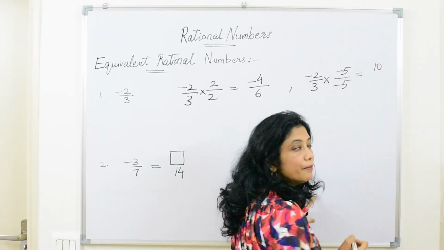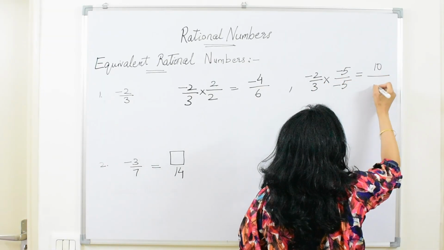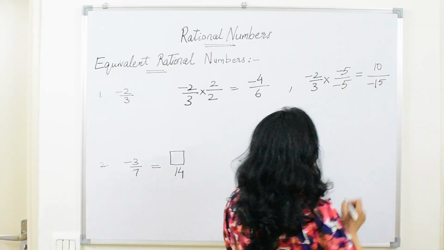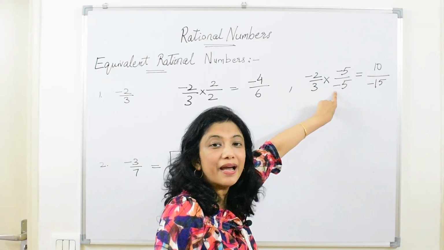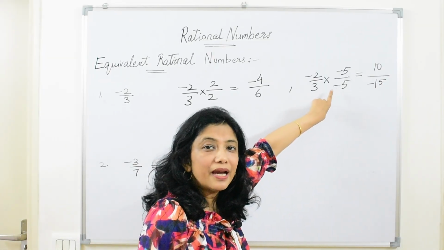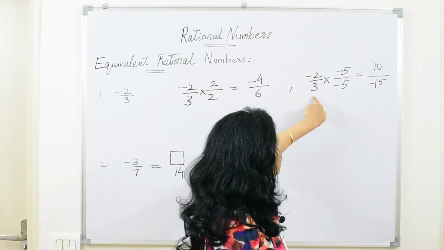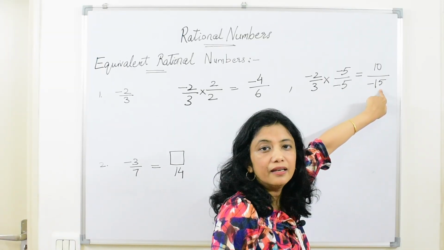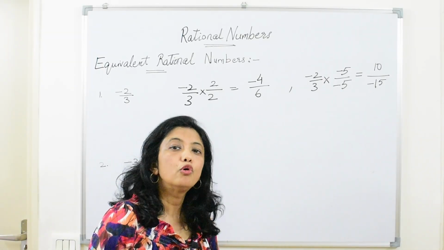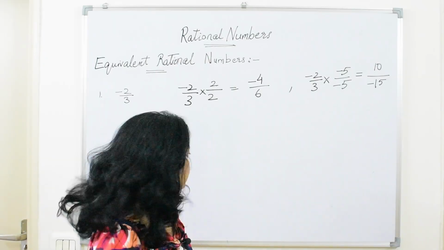-2 multiplied by -5 will become 10, and this will be -15, because here it is plus, here it is minus. Plus multiplied by minus is minus sign. 3 multiplied by 5 is 15. So, we will follow both rules of integers and fractions.